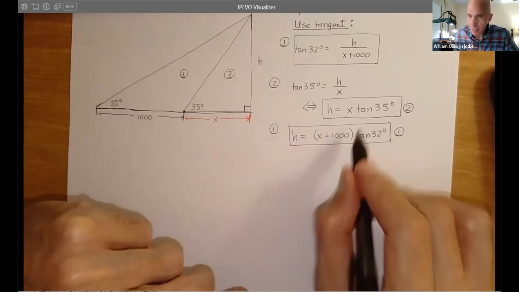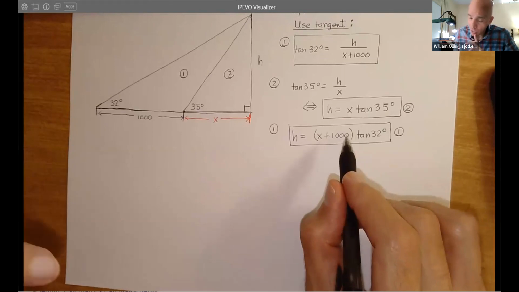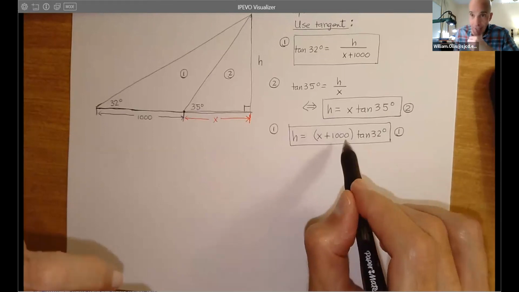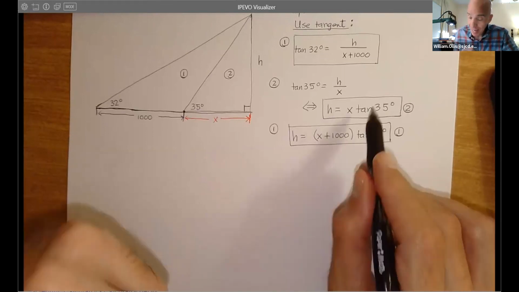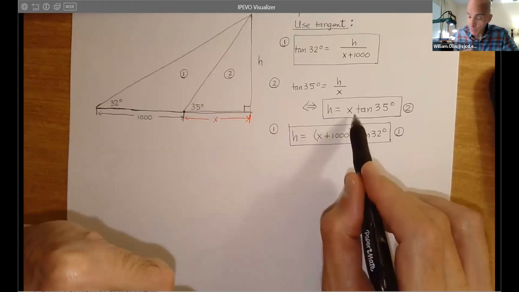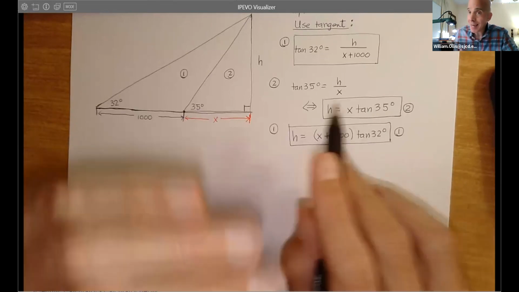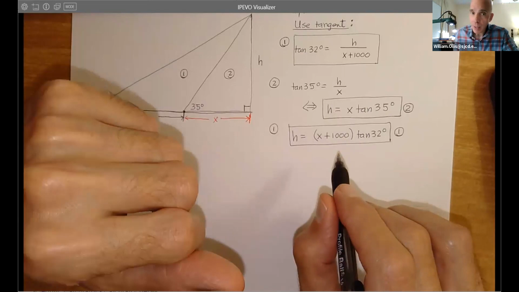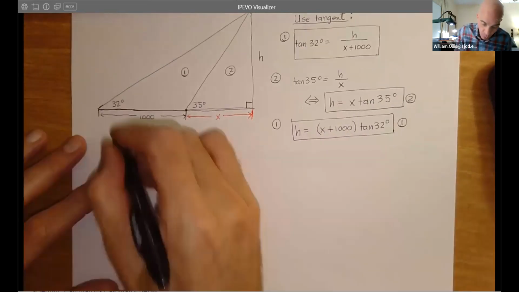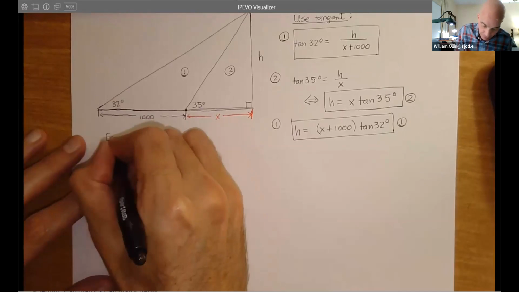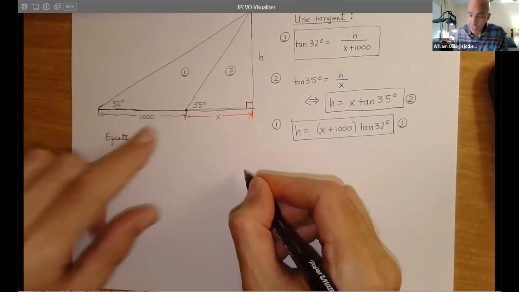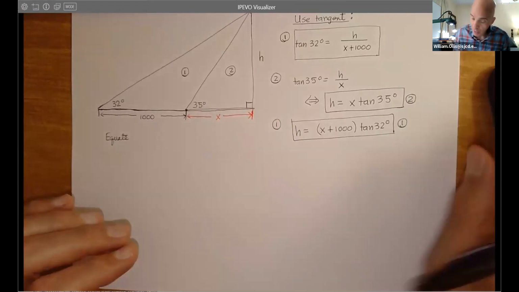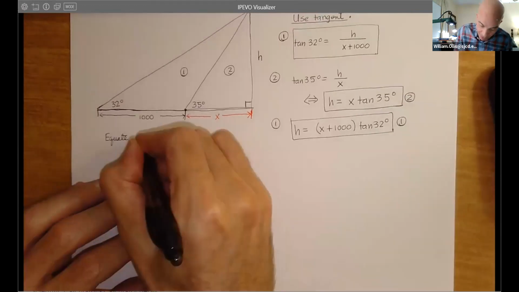What we see here, and this is just one way to look at it, is that H has equivalent expressions. So we can set the expressions equal, solve for X, and then use the simpler one to substitute and get H and an exact answer. Then we can get a calculator approximation using the Google calculator. So what we want to do is equate. The easy part was just using the tangent function, and the algebra won't be any more difficult than what we've done here. So equate 1 and 2.